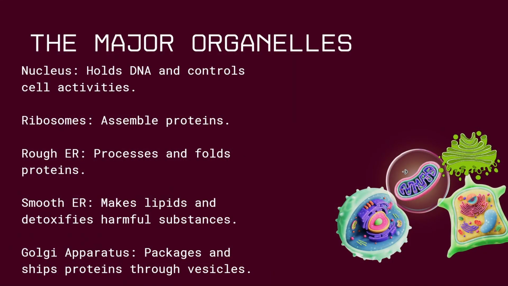So the major organelles, quick review. The nucleus is DNA storage and control center. Ribosomes build proteins. Rough ER folds and processes proteins. Smooth ER makes lipids, detoxifies. Golgi packages and ships proteins. Mitochondria, ATP powerhouse. Chloroplast for photosynthesis, and a vacuole for storage. Plants have a big central vacuole.